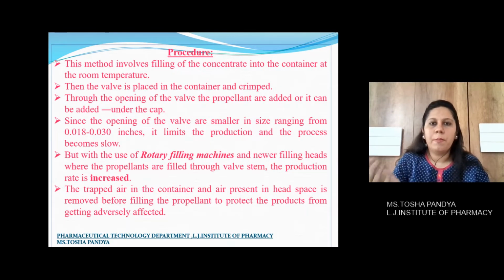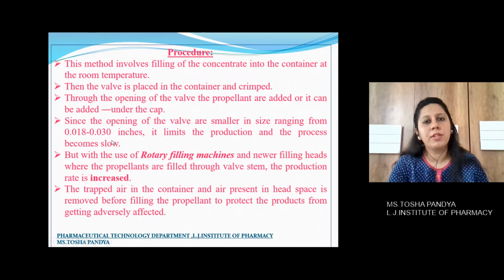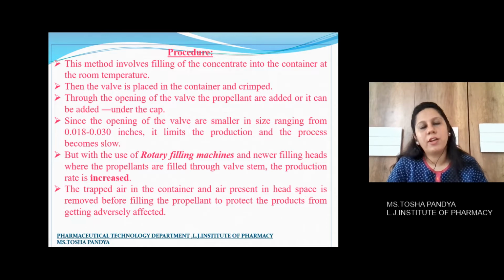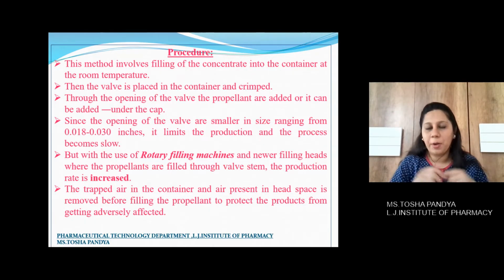First of all, the product concentrate is filled into the empty container, after which the valve is placed and crimped into its place. The propellant is filled through the valve into the aerosol container. Now this is the major flaw in this process, as the propellant has to pass through a very narrow opening of around 0.018 to 0.030 inch. This will limit the production speed of the process. But now, with the advancement and availability of rotary filling machines, the production speed has increased tenfold. The very important thing to keep in mind is to remove the trapped air from the head space to protect the product from adverse effects.